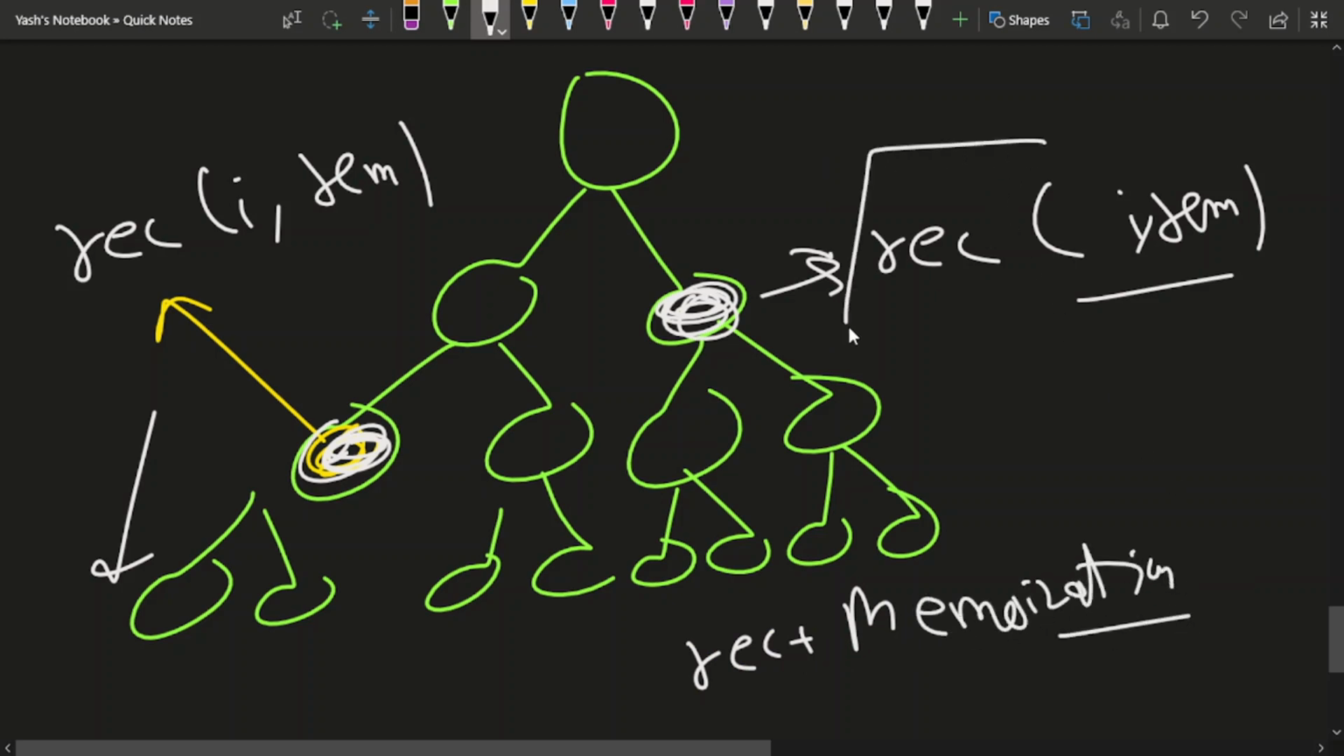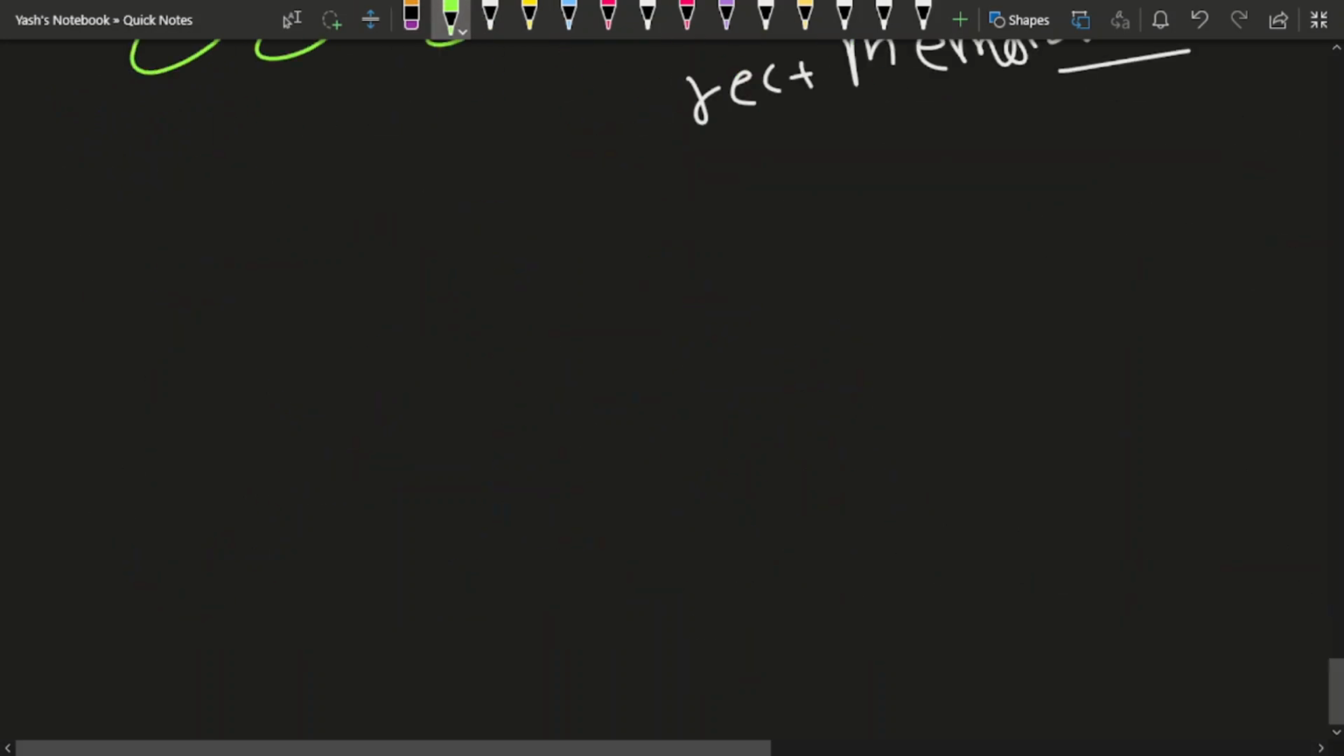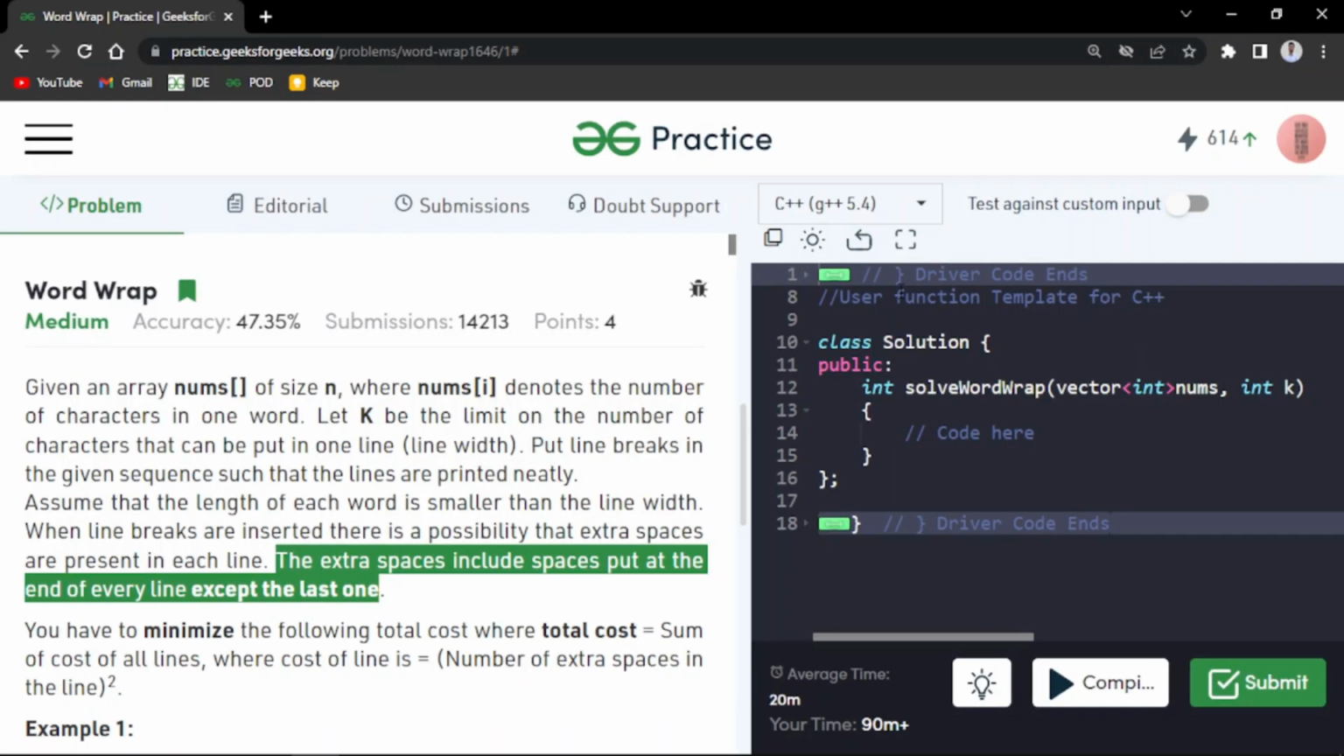And this is nothing but recursive of I comma remaining. If you have calculated it, you'll not do this again. So you will have a 2D DP that will store whether you have calculated a particular state or not, and then you'll return the answer. So in this case, let's try and observe how we will be implementing this particular code.